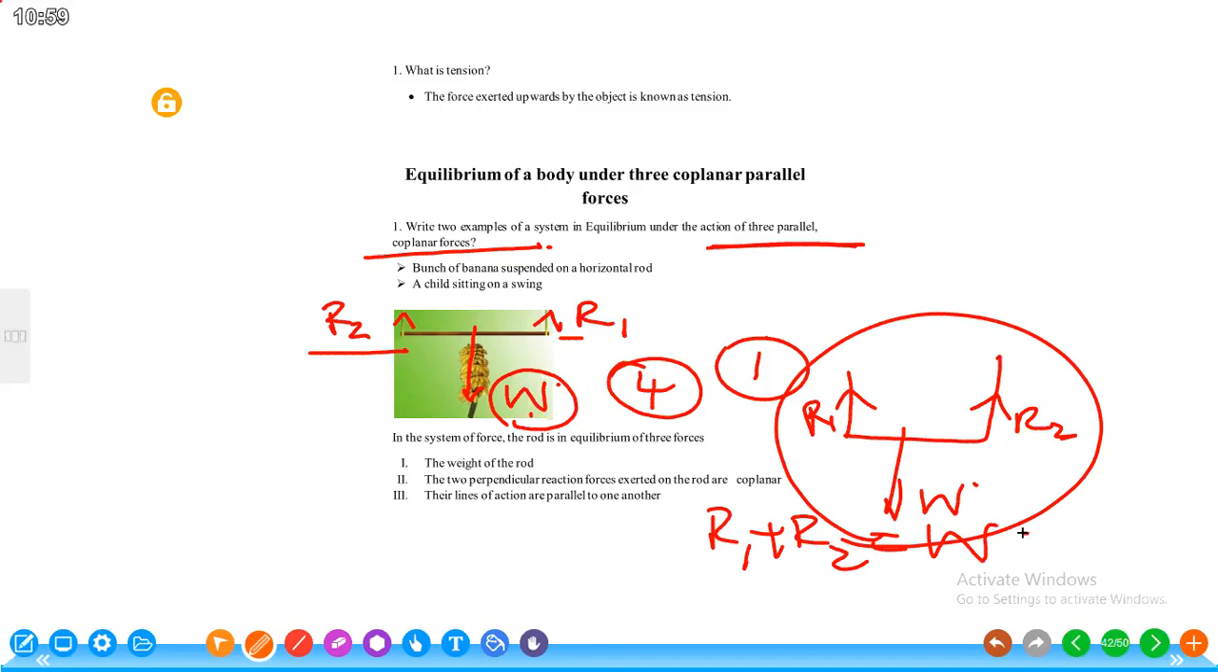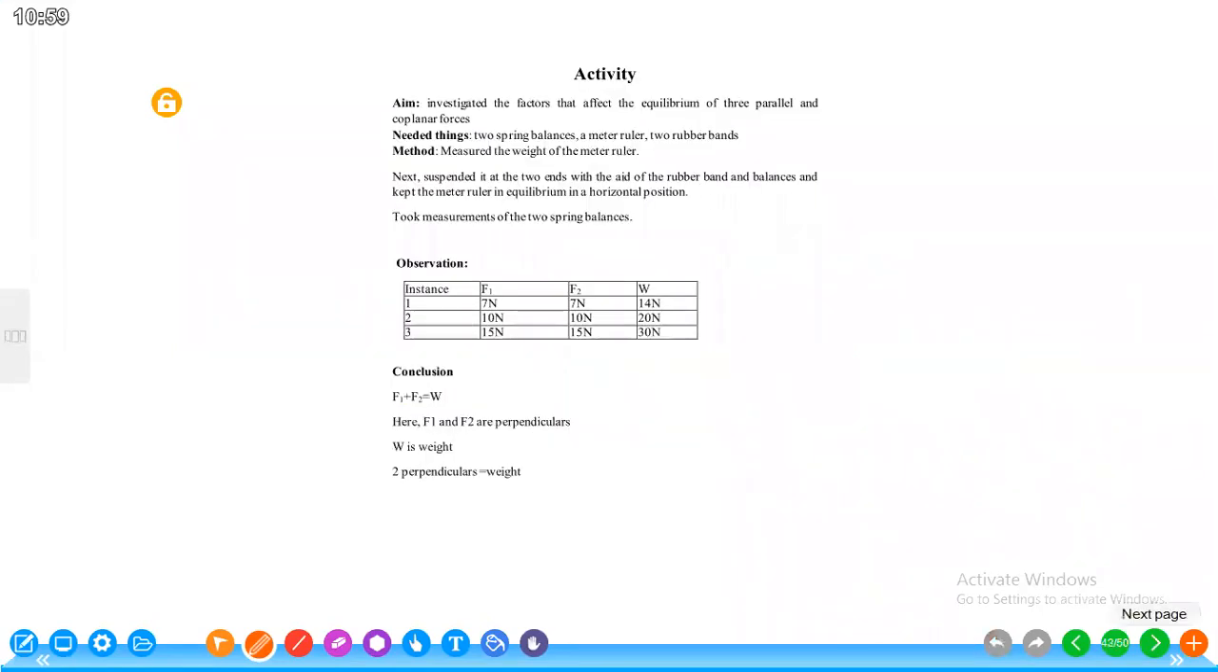The resultant of any two forces must be equal in magnitude and opposite in direction to the third force. So R1 and R2 are opposite to the third force, the weight W. So R1 plus R2 is equal to W. And then this is activity 3.